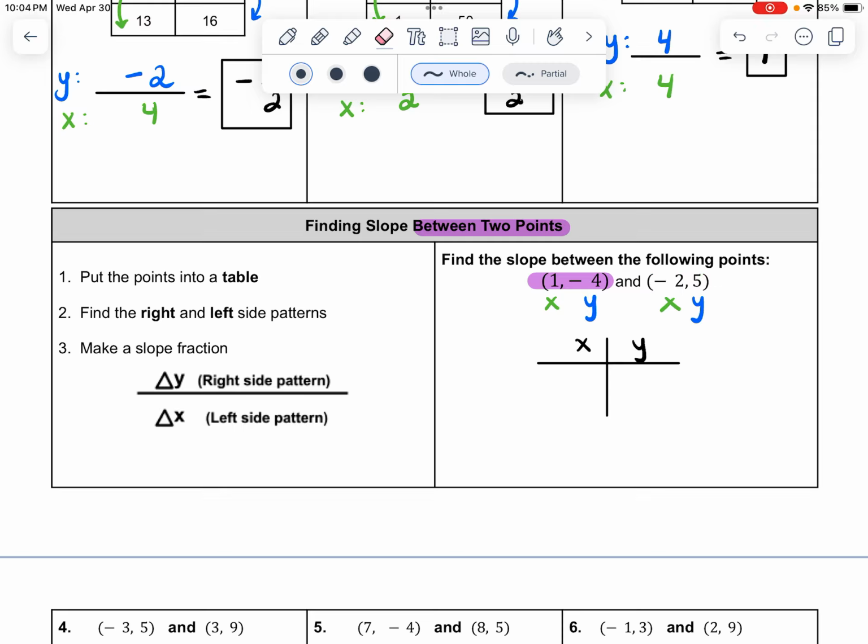The first thing we're going to do is put these points in the table in an organized way. So the first point will go in the first row of the table, and the second point will go in the second row. That means that I'm going to write the numbers that are in the point next to each other just like they were when they started off. So this first point starts with a 1 and a -4. I'm just going to copy it down. 1 and -4. The next point has a -2 and a 5.